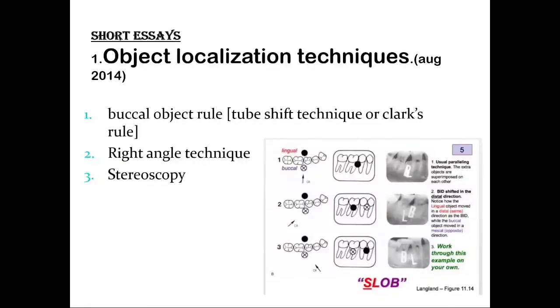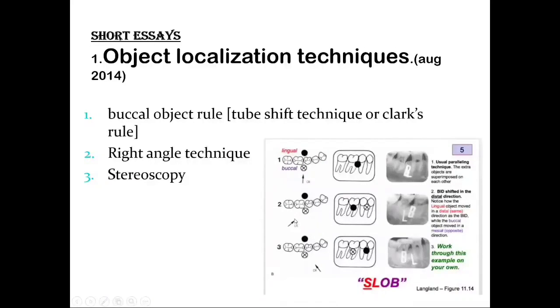You can see here the tube shift technique follows the SLOB rule. SLOB is nothing other than same side lingual, opposite side buccal. So you can see here, two foreign objects are placed on either side of the tooth, that is the lingual and the buccal. Once the X-ray beam enters through this and hits the film, you will see the buccal as well as the lingual foreign object coinciding in the same position.